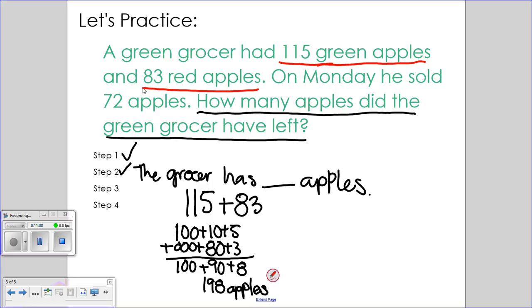If you have some apples and you sell some, what operation are you going to use? You're going to add, subtract, multiply, divide? Subtract. I'm going to subtract the total amount of apples. I'm going to put a little A there for apples. Subtract. How many did he sell, Xavier? 72. 72 what? Apples. There we go. I'm going to use expanded form strategy again. You can use any strategy you want.